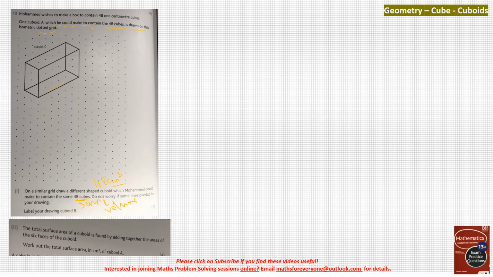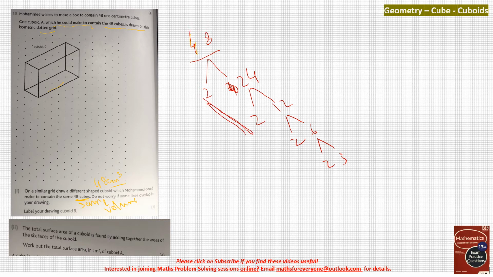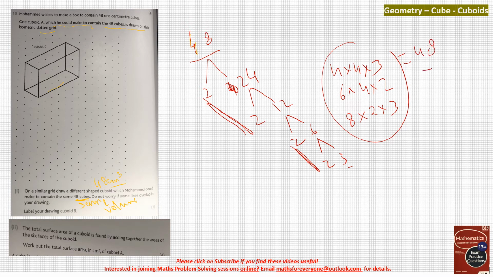Now 48 centimeter cubed, if you look at the factors of 48, you will see they are 2 times 24, and then 2 times 12, and then 2 times 6, and 2 times 3. So we could make 48 by doing 4 times 4 times 3. It could be 6 times 8 is 48, 6 times 4 times 2, or it could be 8 times 6, 2 times 3, because 8 times 6 is 48, and 24 times 2, so this is all equal to 48. So it could be any of these.